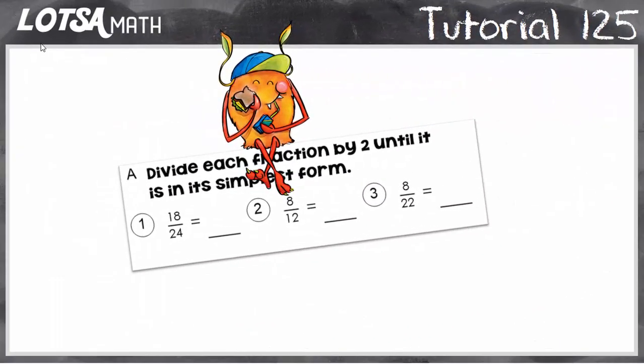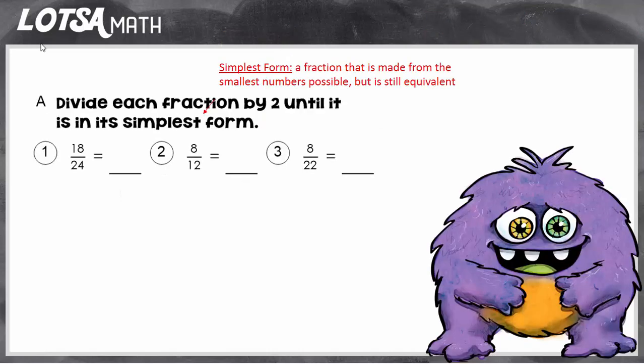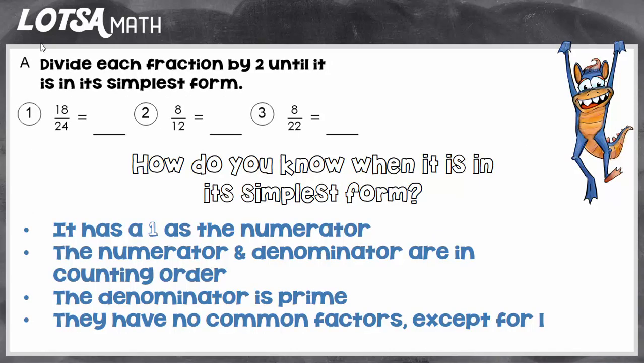For these questions, we are going to put each fraction in its simplest form. The directions say divide each fraction by 2 until it is in its simplest form. And that just means we're going to make it into a fraction that's still equivalent but has the smallest numbers possible. So how do you know when a fraction is in its simplest form?